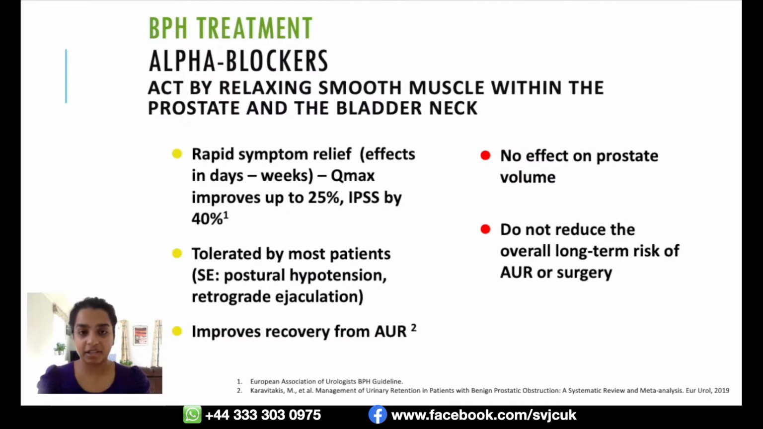Alpha blockers are tolerated by most patients. The main side effects we warn people of are postural hypertension and retrograde ejaculation. Furthermore, when a person has come to hospital with urinary retention in the acute setting, for instance triggered by something like a urinary tract infection or constipation, we find that providing an alpha blocker can improve recovery from this. Unfortunately, some of the things against alpha blockers are that it makes no difference to prostate volume, and additionally it does not reduce overall long-term risk of acute urinary retention or the need for surgery.